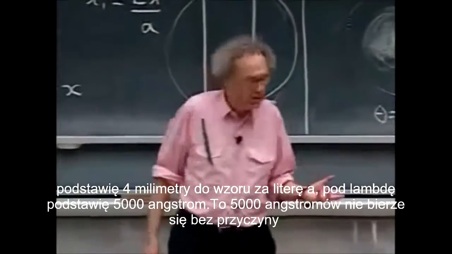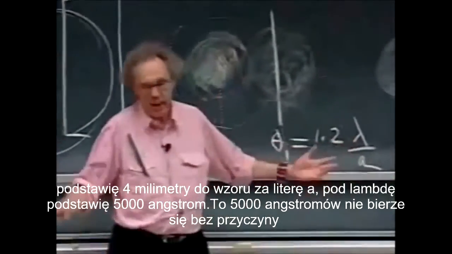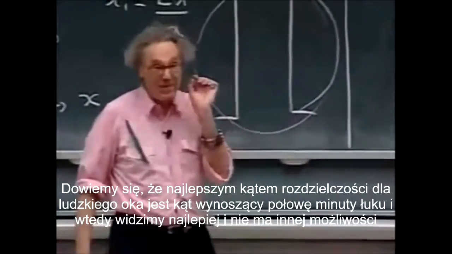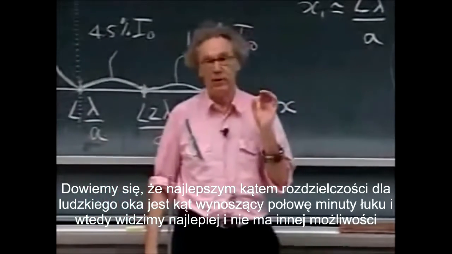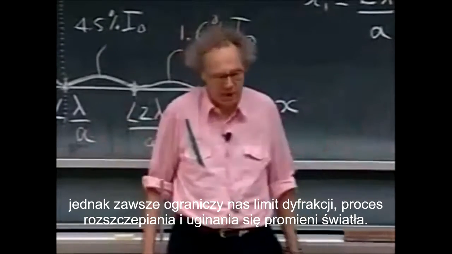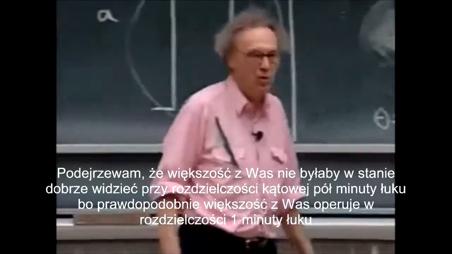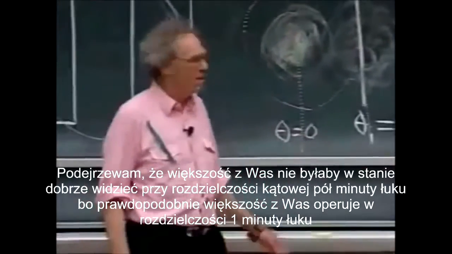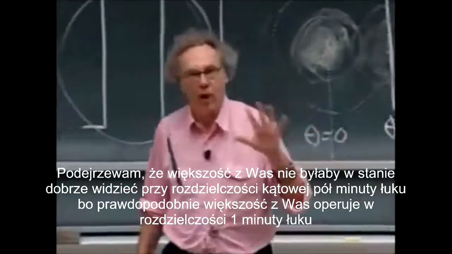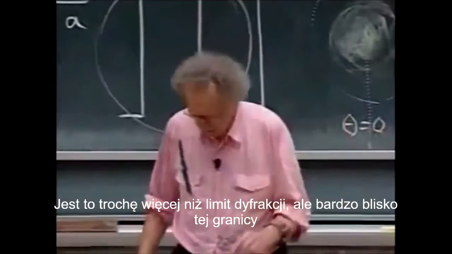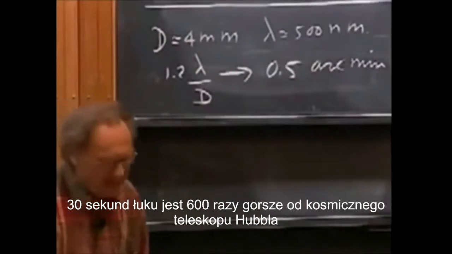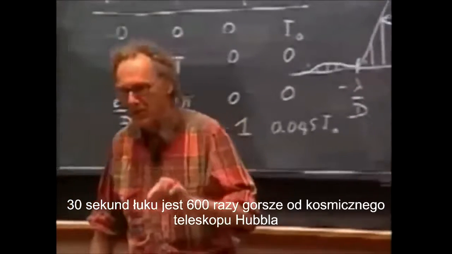If I take 4 millimeters, so I put in for A 4 millimeters, and if I take lambda 5,000 angstroms, it's not an unreasonable value, then I find that the best angular resolution of a human eye is half an arc minute. Cannot be any better. There's just no way around it. You're always stuck with the diffraction limitation. I think, though, that most of you will not be able to see with an angular resolution of 1/2 arc minute. Most of you are probably in the domain of 1 arc minute. It's a little larger than diffraction limited, but it's very close to that. That is 30 arc seconds. That is 600 times worse than Hubble Space Telescope.